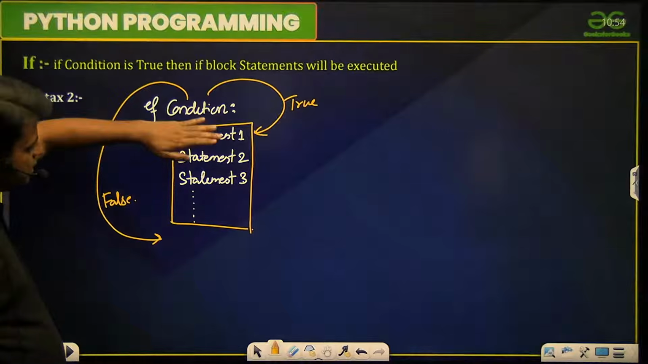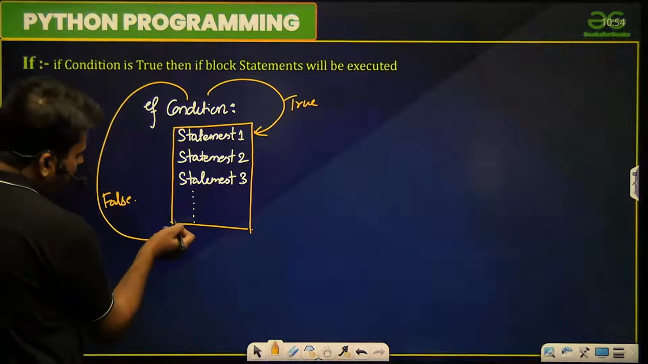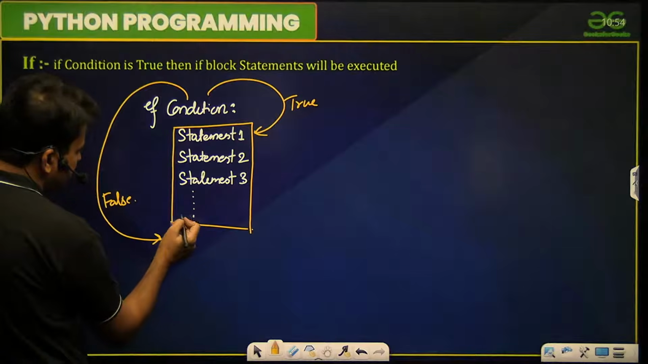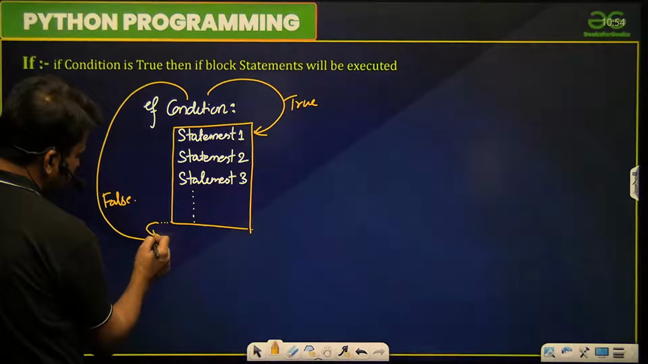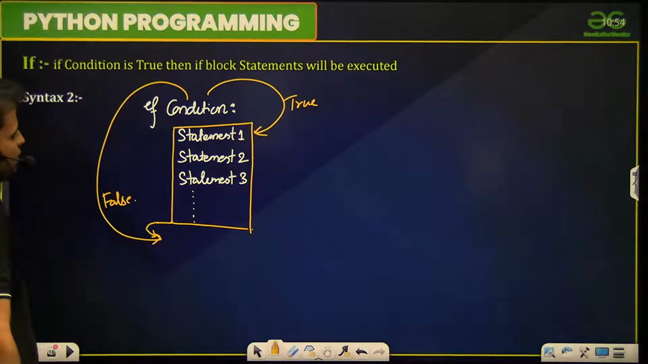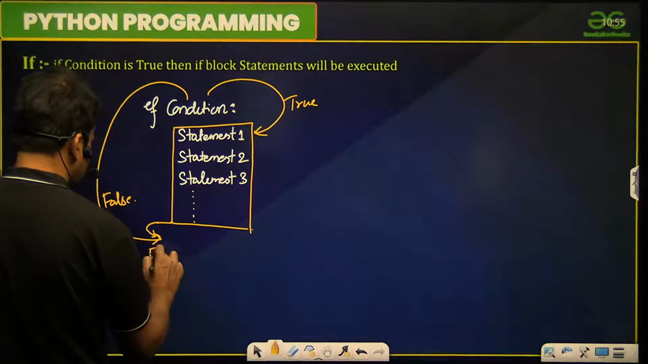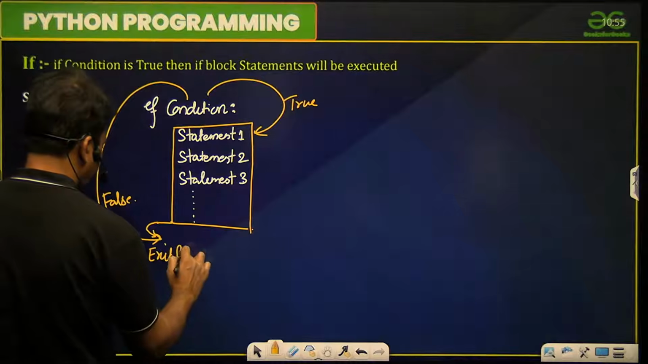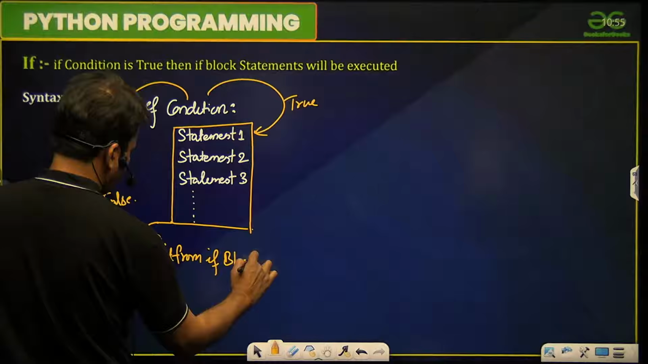Vertical scrolling is human readable. After the last statement of this if block, you exit from this structure. After reading the last statement, you exit from this structure. So exit from the if block. Understood?